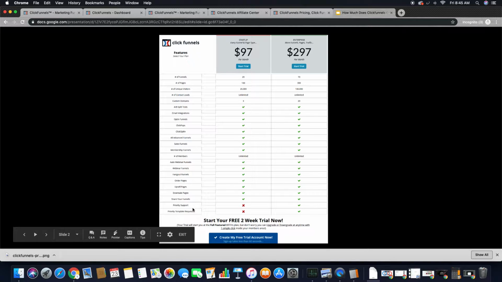And these two, priority support, you do not get on the smaller plan. I don't think that's really a big deal. I've had some issues with support and they've handled it. I might not be a priority for them, but they still take care of my situation within the next day. Priority template request, I'm not too familiar with what this is, but I haven't really had to use it. So in my opinion, it is best to start off with the starter plan.